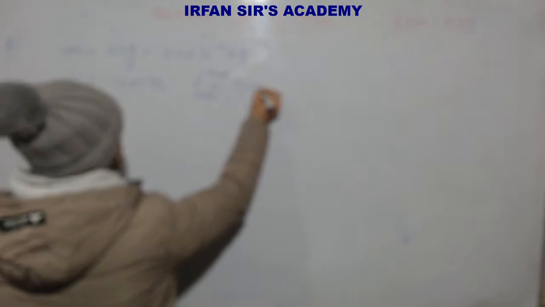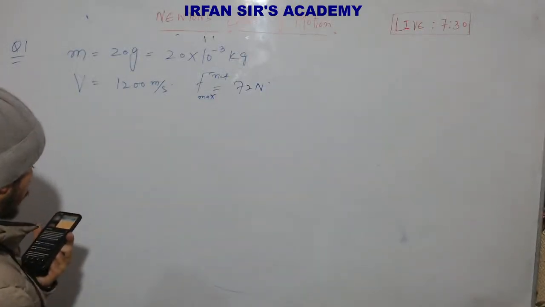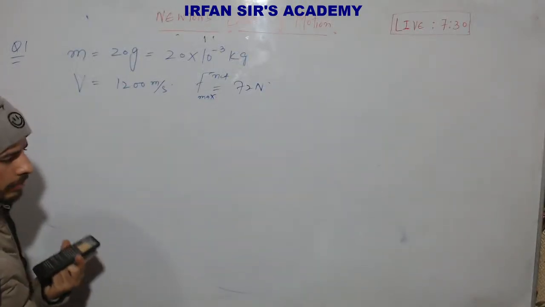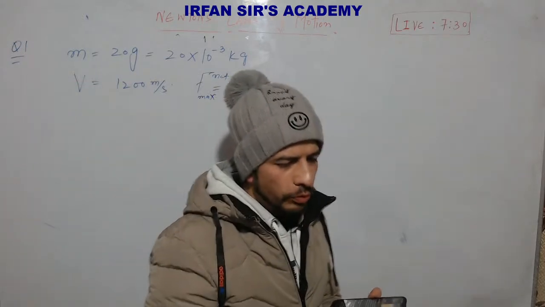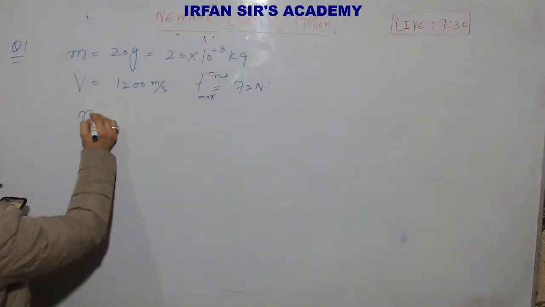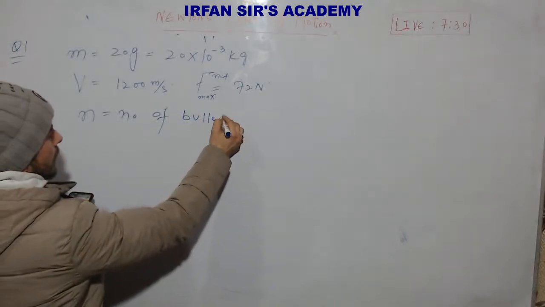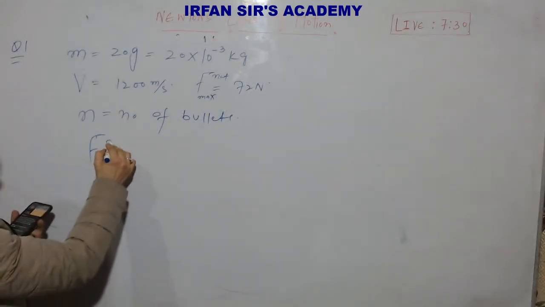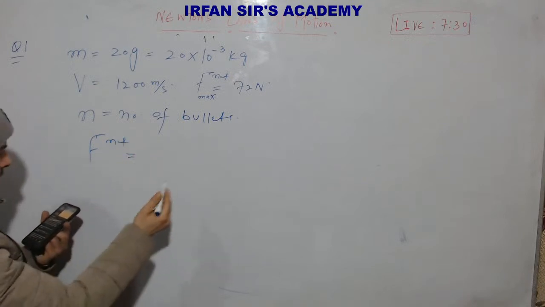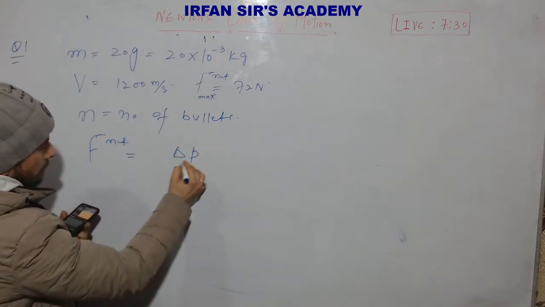How many bullets can he fire per second at the most? Suppose the number of bullets is small n. Small n is the number of bullets. Then what is F net force? F net is nothing but the change in momentum per unit time.